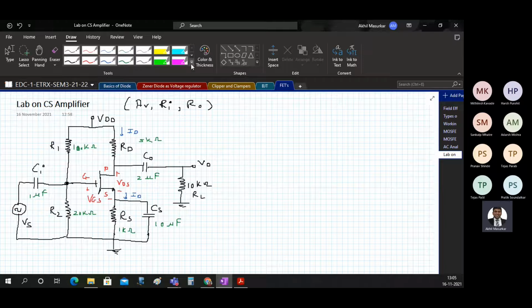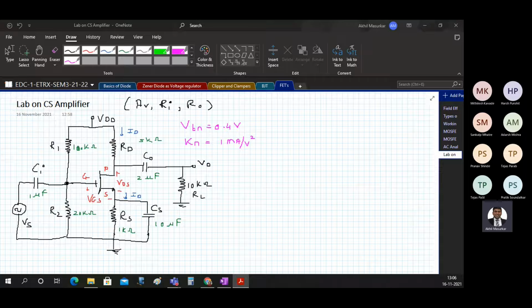Now you will also require some device parameters. So let's take VTN as 0.4 volts. Then we have Kn, which is 1 milliampere per volt square. Other things you may not require for the time being. So what we have to calculate: AV, Ri and Ro.